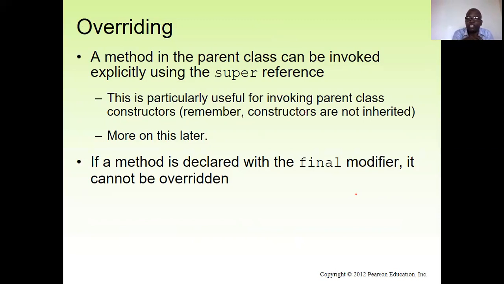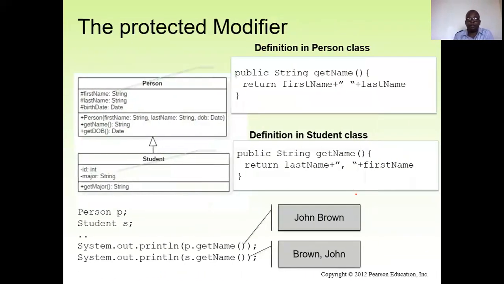Now, the super reference is particularly useful when we are invoking the constructor of the parent class. Remember, we said that the constructor is not inherited from parent to child. Okay? Now, just a note here, if a method is declared with the final modifier, it cannot be overridden. Okay? You're going to get an error.